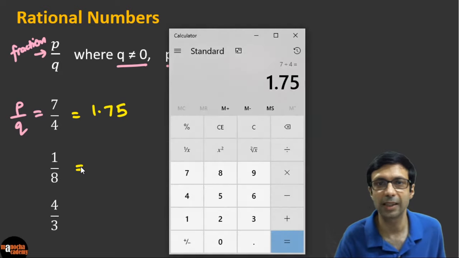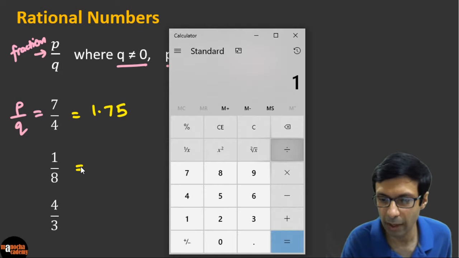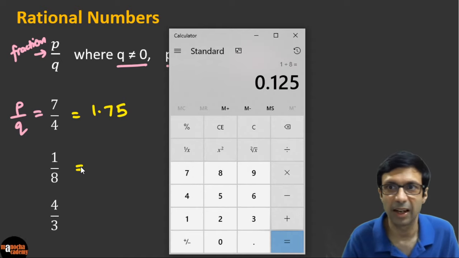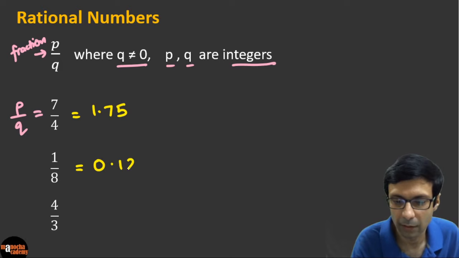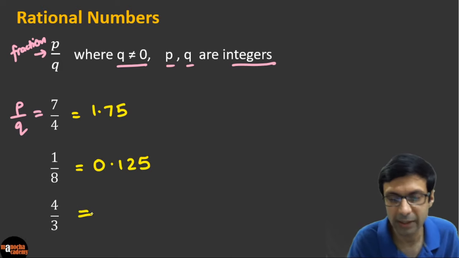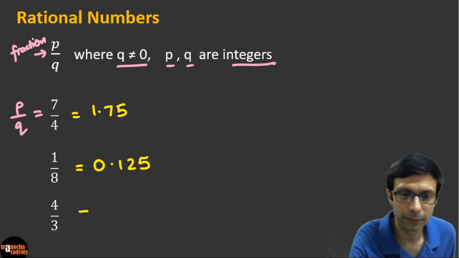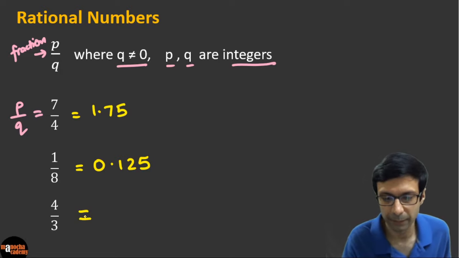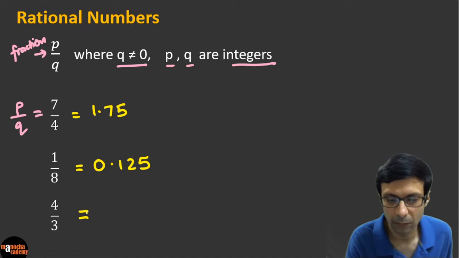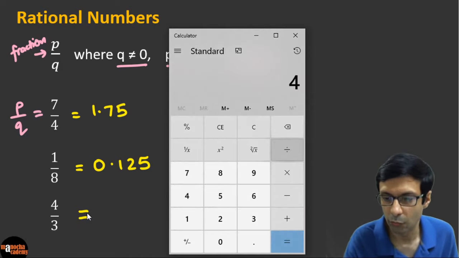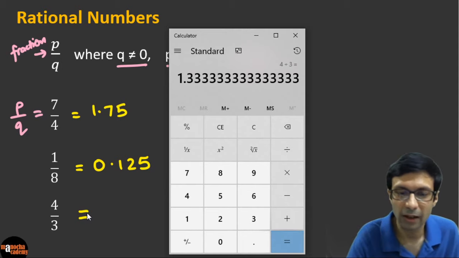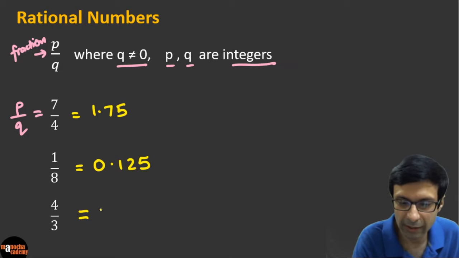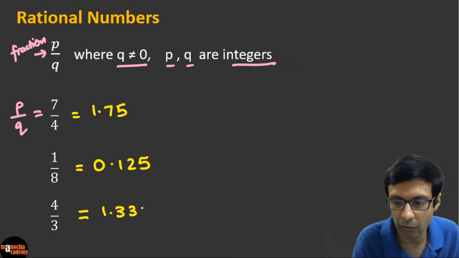Let's check out the next number here. It's 1 by 8. So 1 divided by 8, as you can see, is 0.125. Okay. And let's take a look at the last number here. So we have 4 by 3. So 4 divided by 3, can you see in the calculator? It's 1.333, and it just goes on. So I'm going to write that here: 1.333333, and it just continues.